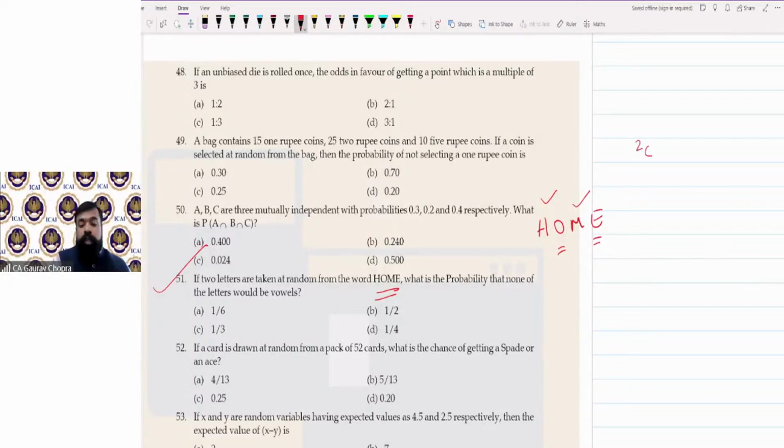So there are two consonants and we have to select two out of two, 2C2. In the denominator, we write the total number of outcomes. So out of 4 letters, we have to select 2, that is 4C2. In the numerator, we have 2C2. So 2C2 is 1 upon 4C2 which is 6. So it will become 1 by 6. Okay.